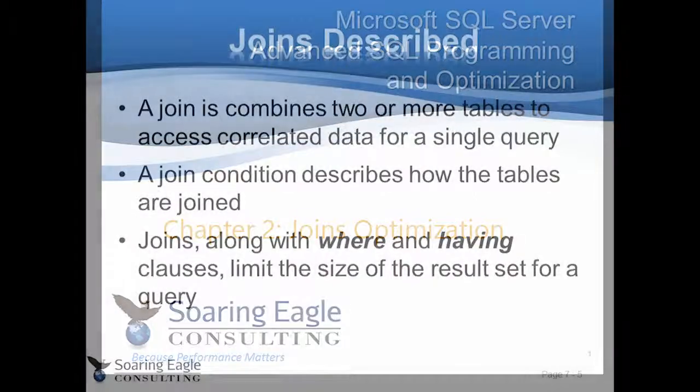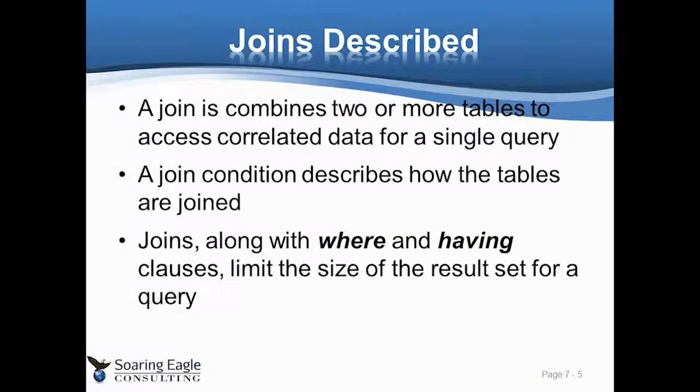A join is a relational mechanism for combining two tables into a single result set. Now, on a good day, we combine the correlated data from two tables into a single result set. For example, I've got an invoice header in one table and multiple invoice details in another. So when I join those two tables together, I am going to hopefully put corresponding headers with corresponding detail rows. In order to do that, we describe a join condition. That join condition describes how the tables are joined.